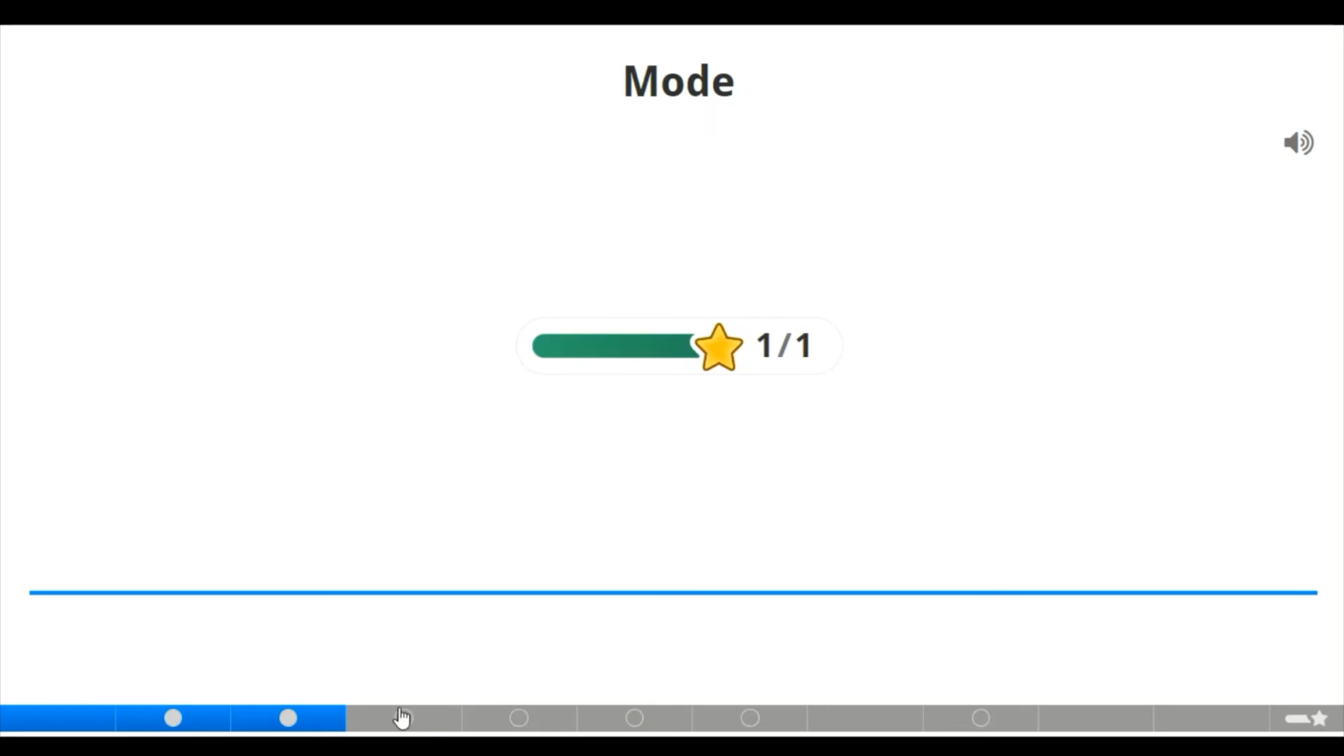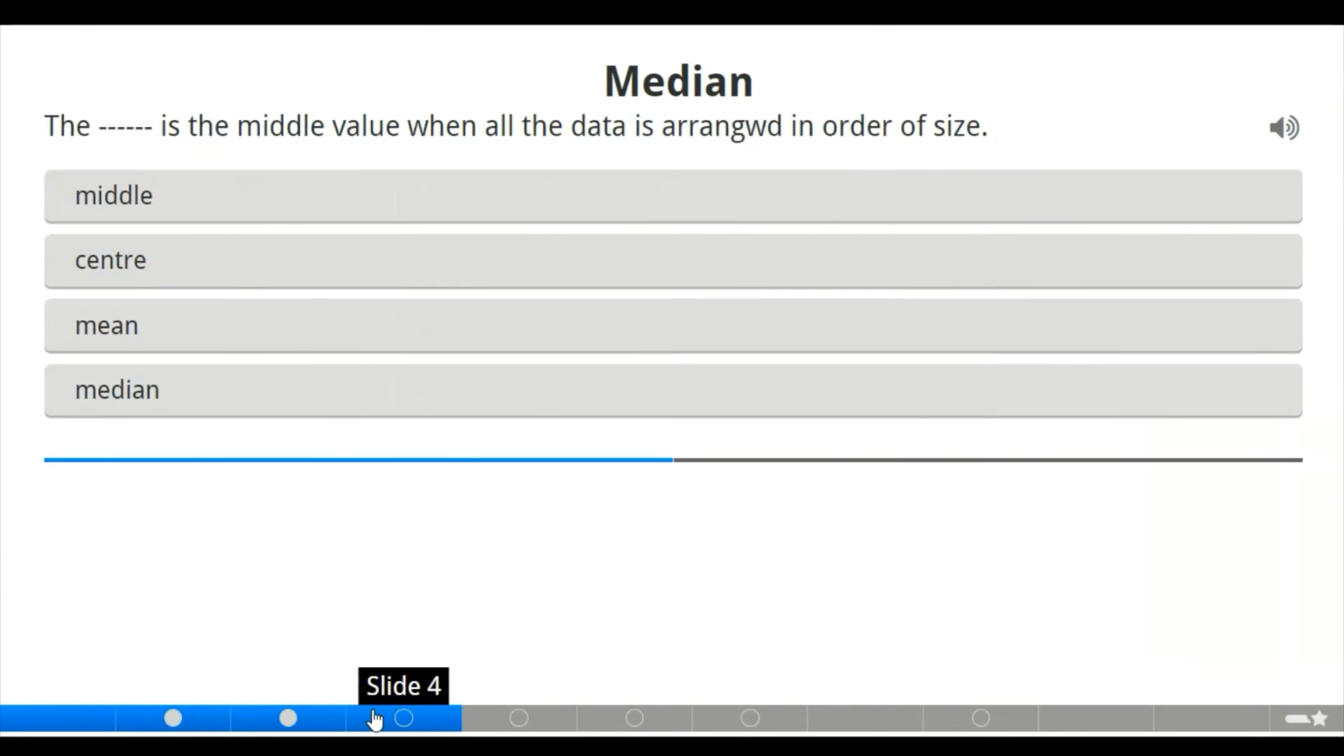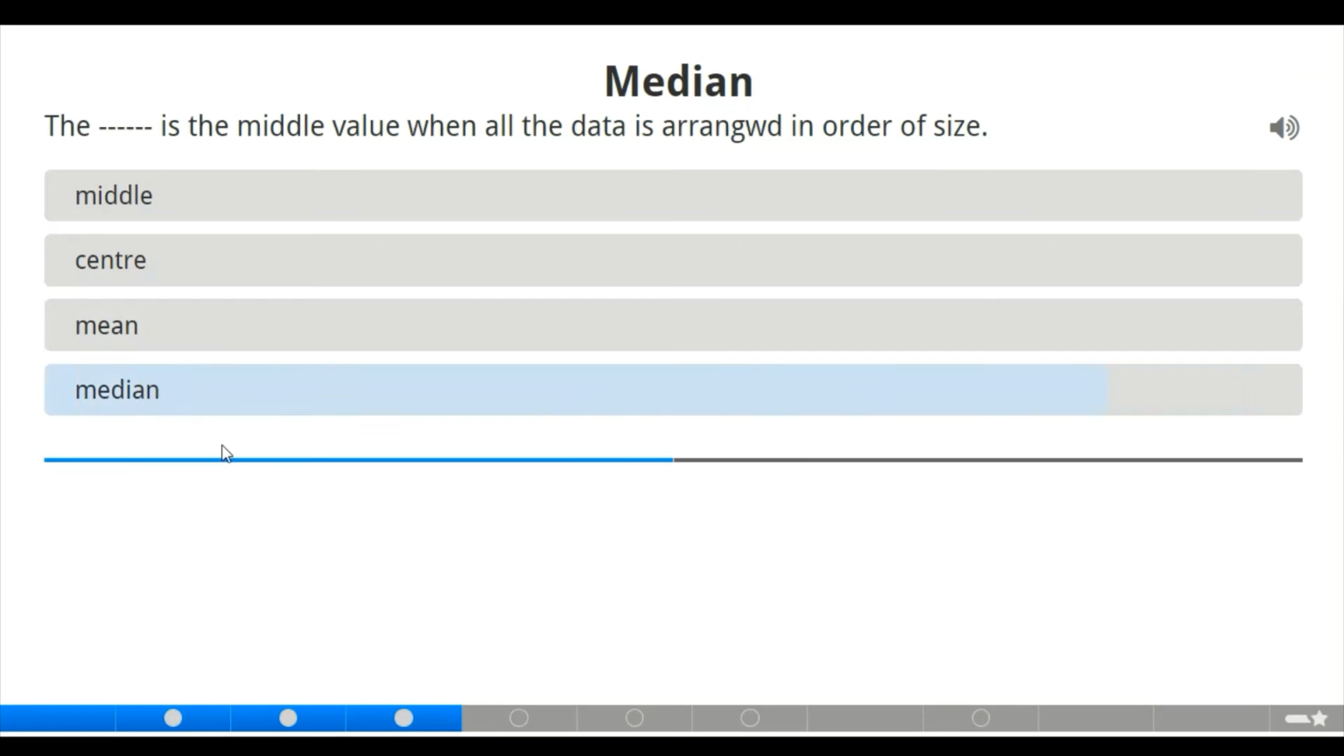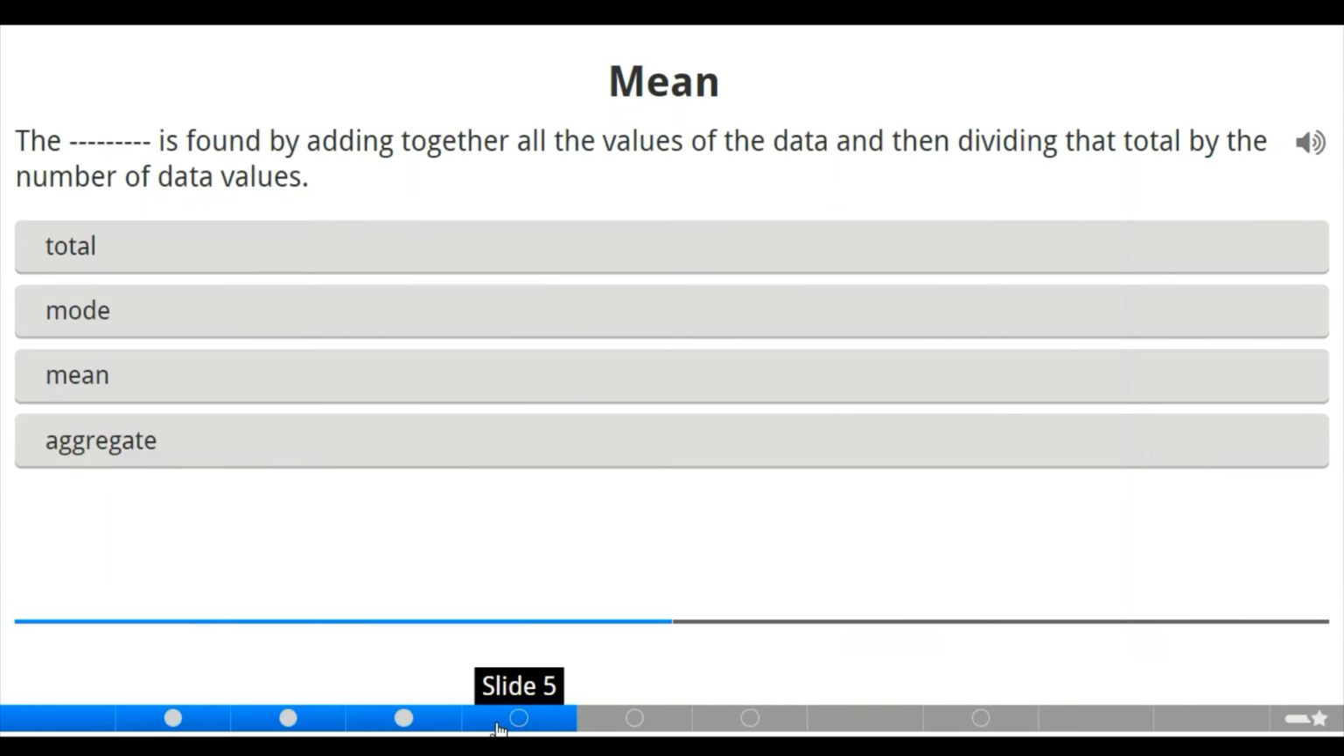Now we want to look at the median. The median is the middle value when all the data is arranged in order of size. So when you arrange your data in either ascending or descending order, the middle value that is obtained is what we call the median. That's the second measure of average that we are considering.